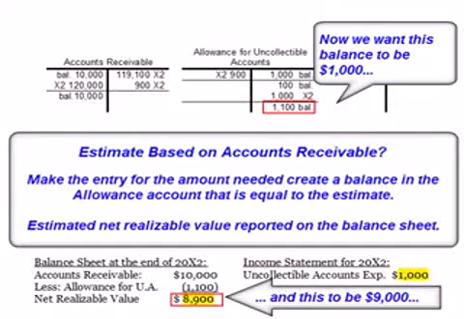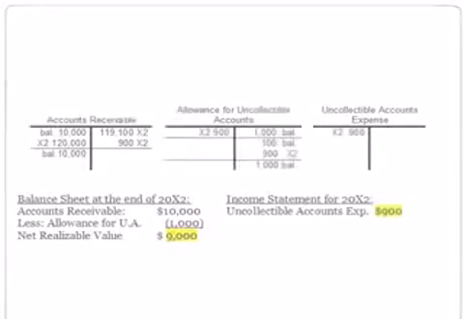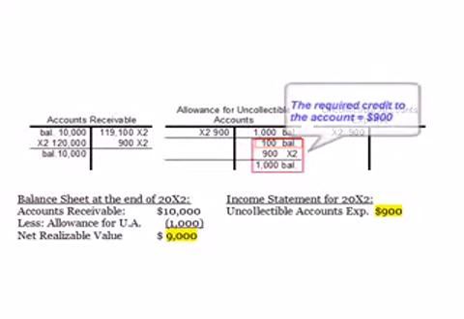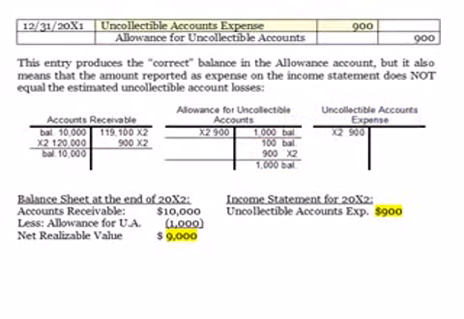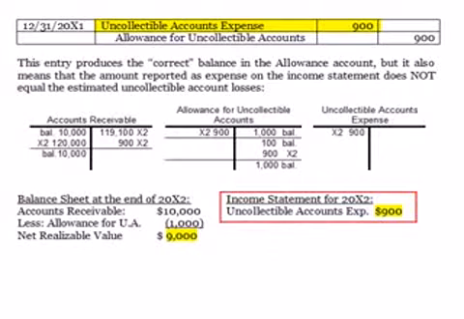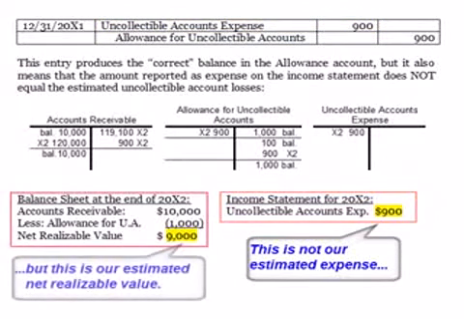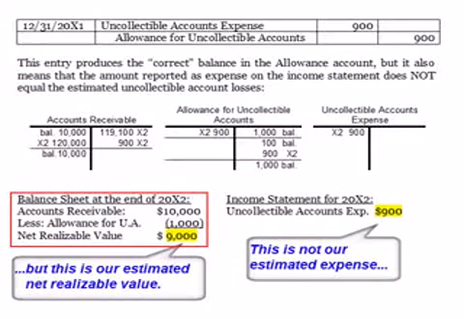In our case, since there's a $100 balance in the account prior to making the end of period entry, and we want the balance to be $1,000, we'll need to credit the allowance account for $900. This means that uncollectible accounts expense will be debited for $900, and that $900 will be reported on the income statement instead of $1,000. But that's okay with us. We're able to report a $9,000 net realizable value for the accounts on the balance sheet, and that is our goal under this balance sheet approach.